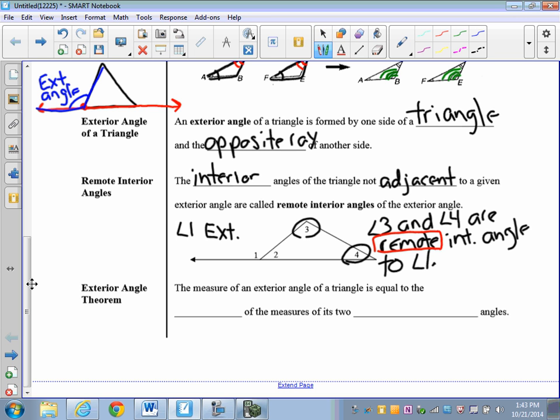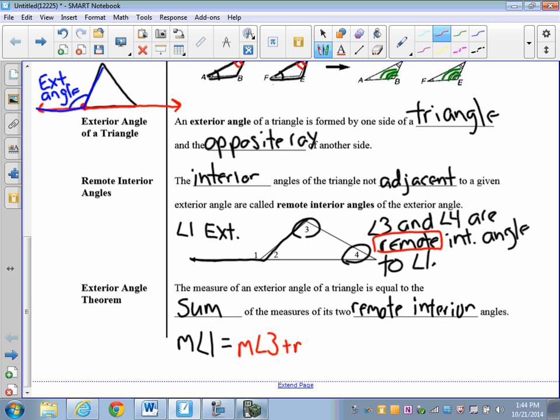Another thing is the exterior angle theorem. The exterior angle theorem uses that picture we have above there. It says the measure of an exterior angle of a triangle is equal to the sum of the measures of its two remote interior angles. So what this means is that the measure of angle 1, so that's this angle right here that I'm tracing, is equal to the measure of angle 3 plus the measure of angle 4. So these were the remote interior angles.